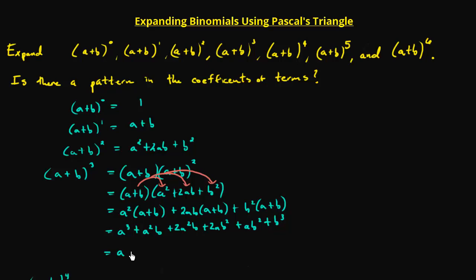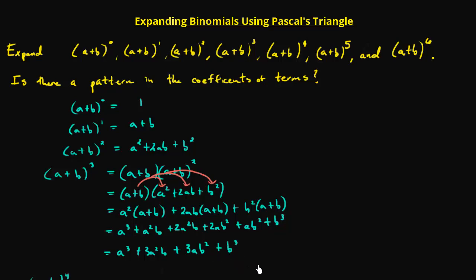Well, I've got a cubed. I've got a squared b plus 2a squared b. Those are like terms, so I can combine them to get 3a squared b. And then I've got two other like terms. 2ab squared and ab squared combine to give me 3ab squared. And then my last term is plus b cubed.